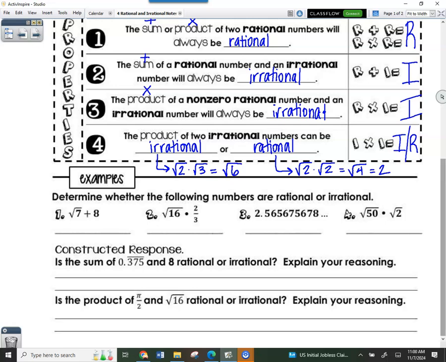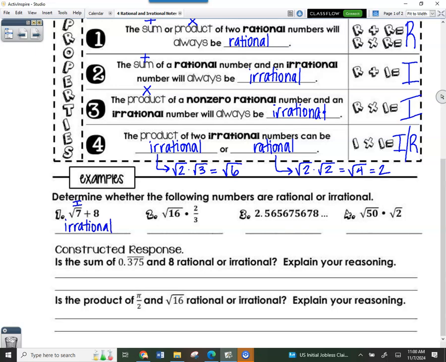Determine whether the following numbers are rational or irrational. Remember, if there's just one irrational person in the mix, the whole thing's irrational. Now, with two irrational people, you actually have to check it. You could type it in your calculator and check it that way. So we got root 7 plus 8. What do you know about root 7? It's not perfect, so it's irrational. 8 doesn't even matter. The one number in there is irrational.